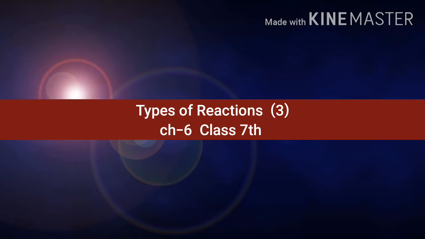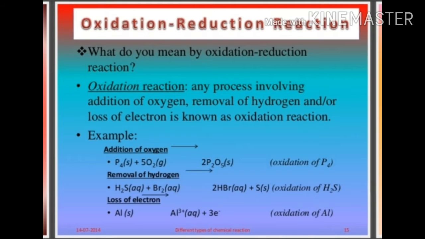Types of reaction, chapter 6 for class 7th. Now the next type of reaction is oxidation reduction reaction. What is the meaning of oxidation reaction? Any process or reaction involving addition of oxygen or removal of hydrogen or loss of electron.